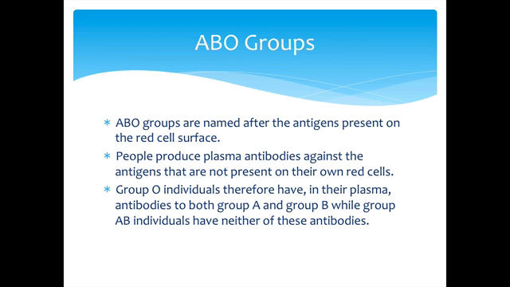So now we're going to look at ABO grouping. Now, ABO groups are named after the antigens that are present on our own red blood cell surfaces. So we have red blood cells, and they have antigens. And then we have plasma, and plasma produces antibodies. Now, the antibodies that your plasma produces are against antigens that are not present on your own red blood cells. So looking at group O individuals, they therefore have in their plasma antibodies to both group A and group B. And group AB people have neither of these antibodies. And that's what makes Group O people universal donors and Group AB people universal recipients.